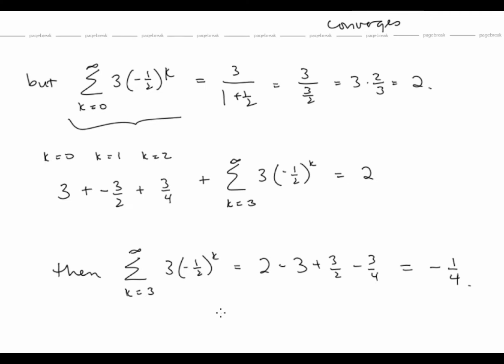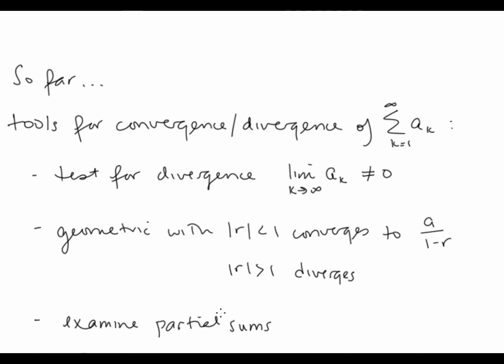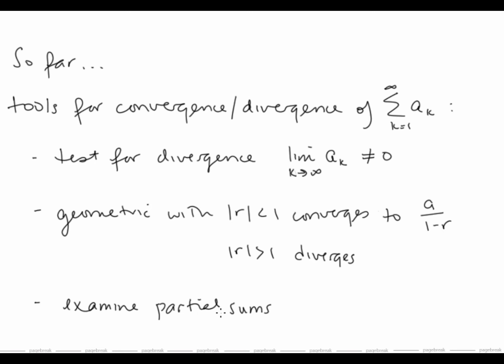This will be the last example for this lesson, but let's take a look at the tools we have so far for convergence or divergence of the series. We know that our series will diverge if the terms don't approach 0. We know that a geometric series with absolute R less than 1 converges to A over 1 minus R, and with absolute R greater than or equal to 1, we know the series diverges. We could also examine the partial sums of the series to check its convergence or divergence. So far, these are the tools that we have for series. In the next lessons, we're going to see some more tools. And we'll conclude our lesson here on series.